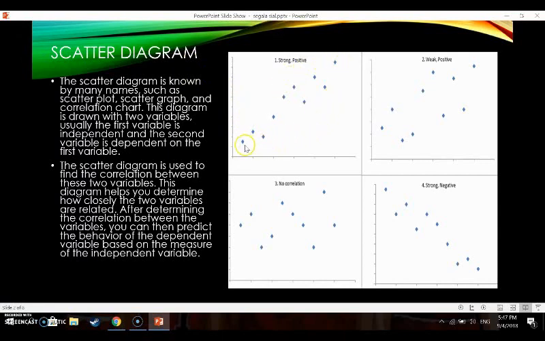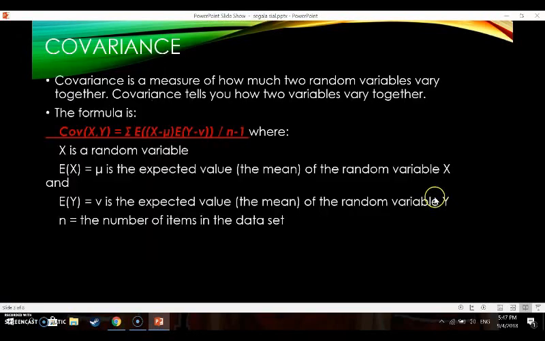So if the points are closely together and go rightward and upward, it will be strong positive. But if the points are scattered and still go upward and rightward, it will be weak and still positive. But if the points don't go in any direction and are scattered, there will be no correlation. And if it goes downward and leftward, it will be strong negative.